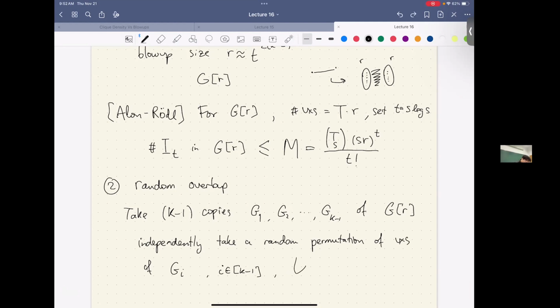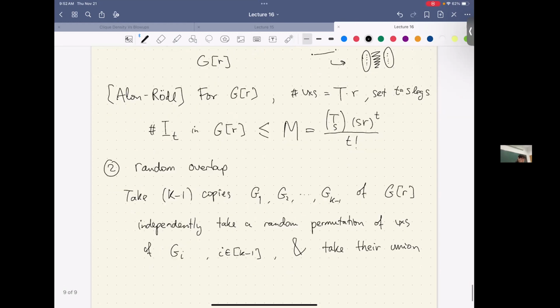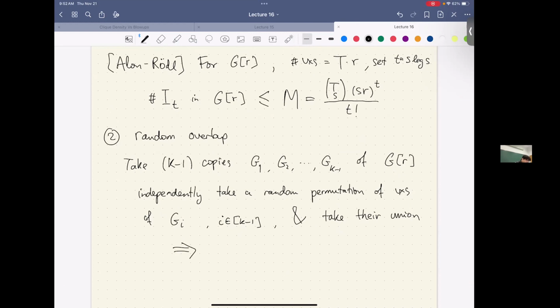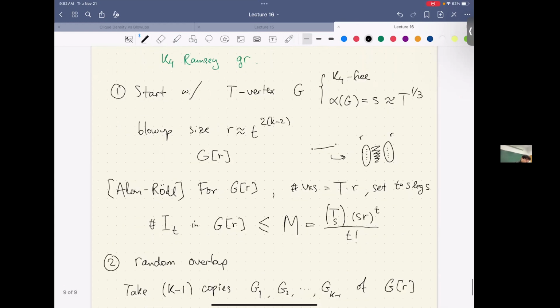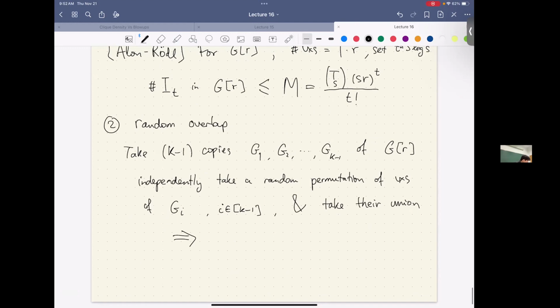On the same vertex set, take their union. That's the resulting set. Let me call it G. Oh, I used G already, right? The final graph, let me call it G star.